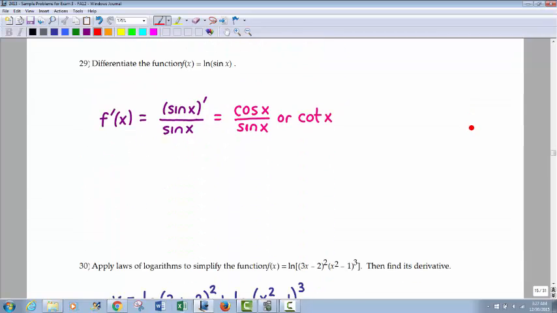Same thing here with 29. The derivative of ln of sine of x would just be the derivative of sine of x over sine of x. Derivative of sine is cosine divided by sine. Once again, that would be fine on a handwritten test. Possibly multiple choice, you might be looking for cotangent as your answer, but if you knew you were looking for those kind of answers, it wouldn't be hard to come up with that. So the derivative of ln of sine of x is cotangent of x.